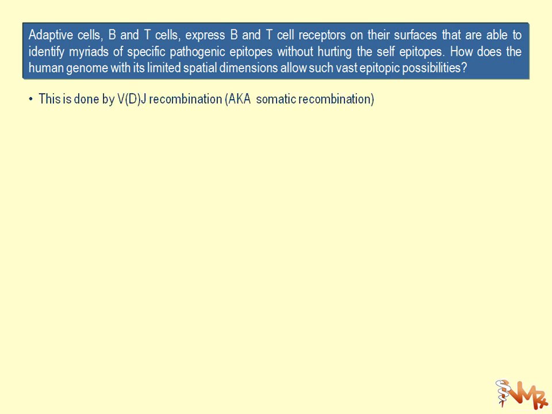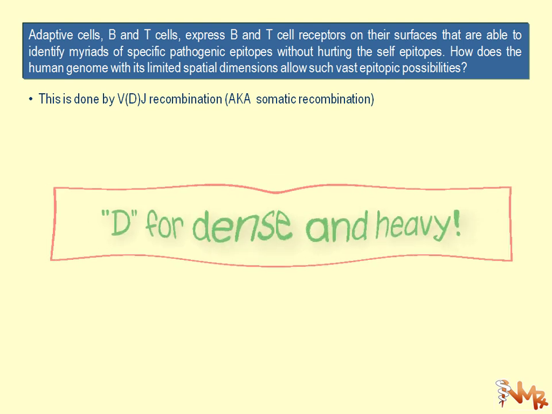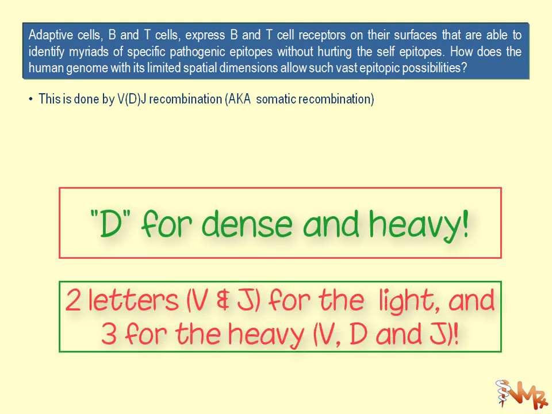Well, this is done by VDJ recombination, also known as somatic recombination. I want you to know that the letter D within the parentheses reflects the fact that the heavy chain, and only the heavy chain, has V, D, and J recombination. The light chains only have V and J recombination. So to remember this fact, remember D for dense, D for heavy, and dense and heavy chain.